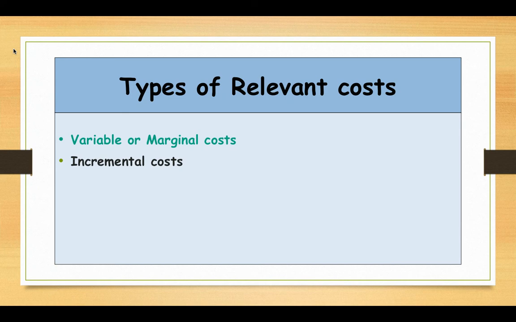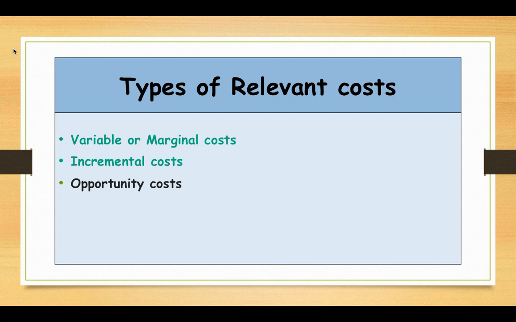The next one is incremental cost. Incremental costs are additional costs. They are always relevant costs. Now the next one is the opportunity cost. Opportunity cost means the value of the benefit foregone when one course of action is chosen instead of another.